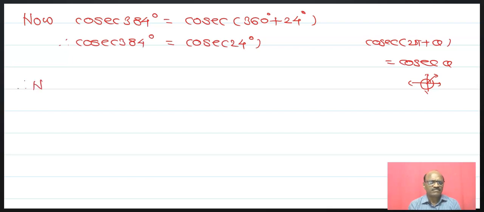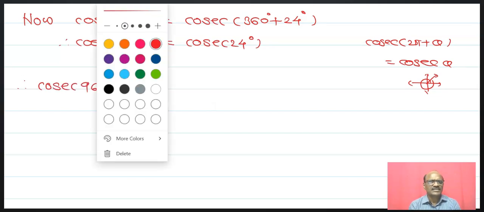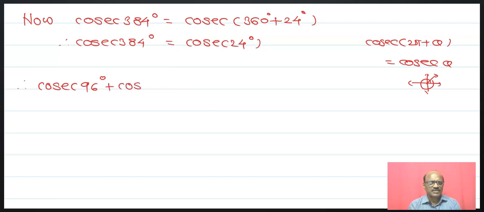Now the next value is cosec 96 plus cosec 384, and it is written like this: cosec 96 plus, instead of cosec 384 I have written cosec 24. And now we will simplify this.